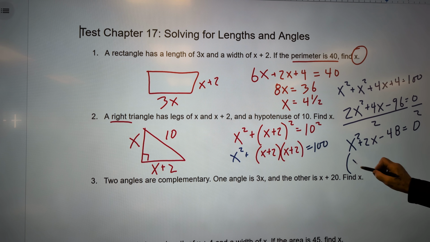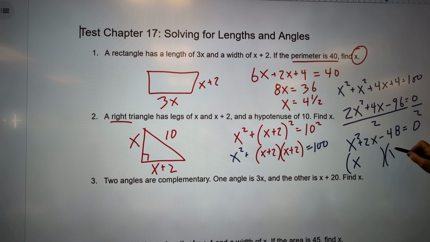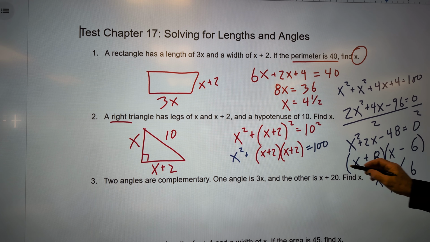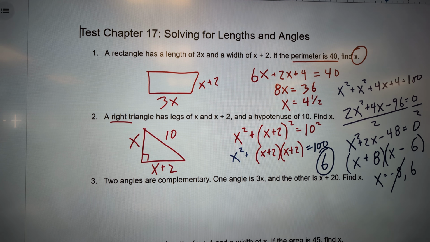Now I factor this. The factors of x squared are x and an x. 48, what times itself gives 48? 16 and a 3. 8 and a 6 will give me that 2. One has to be negative, one positive. The larger one is positive. So x can equal negative 8, or it can equal positive 6. Discard that negative. The only solution that works is 6.